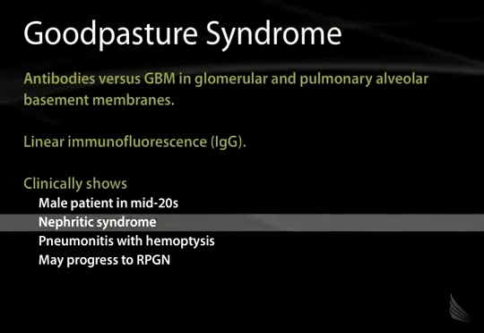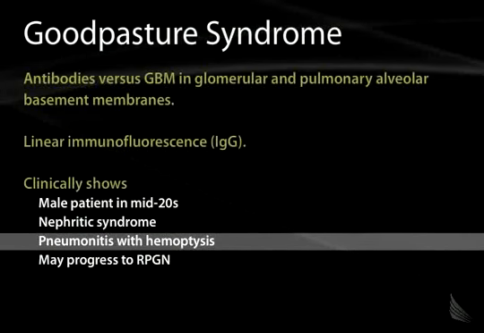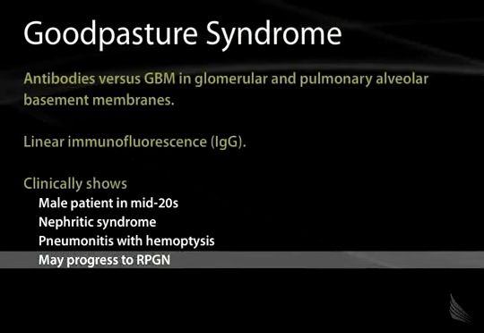They'll have nephritic syndrome, that is, they'll have oliguria, hematuria, and so forth. In addition to that, they'll have pneumonitis. They'll have pulmonary symptoms, including hemoptysis. This is one of the diseases, again, that can progress to rapidly progressive glomerulonephritis and acute renal failure.